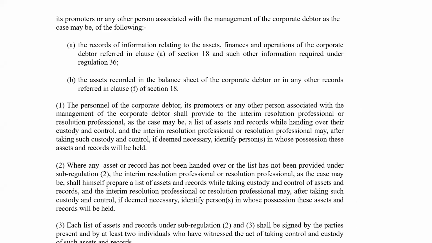ठीक है। अब इस कस्टडी एंड कंट्रोल में लिस्ट कौन बनाएगा एसेट्स की? सीडी बनाएगा, ठीक है। The personnel of the corporate debtor, its promoters and any other person associated with the management of the corporate debtor shall provide to the IRP or RP, as the case may be, a list of assets and records, क्योंकि हैंडिंग ओवर तो वही करेगा ना। अभी तक कंट्रोल किसके पास था? सीडी के पास था। Now this control is being handed over to the IRP. तो लिस्ट ऑफ एसेट्स एंड रिकॉर्ड्स कौन बनाएगा? जो पर्सनल है कॉर्पोरेट डेटर के, उसके अकाउंटेंट्स, मैनेजर्स वगैरह, ठीक है। While handing over their custody and control, and the IRP or the RP as the case may be, after taking such control and custody, if deemed necessary, identify persons in whose possession these assets and records will be held.